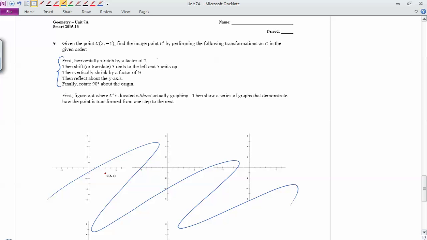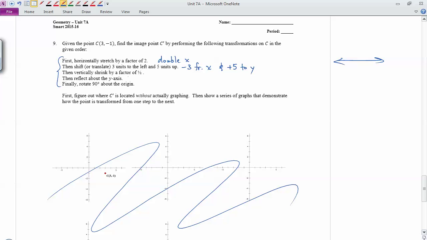So a horizontal stretch by a factor of 2 means you're going to take the point that you have, and if I'm only stretching it out horizontally, only the x values are going to change. So I'm going to double the x but keep the y the same. So in fact, I'll just write the rules here informally. Double x, right? When I shift it 3 to the left and 5 up, 3 to the left means I'm going to have to subtract 3 from x, and then 5 units up means add 5 to y.